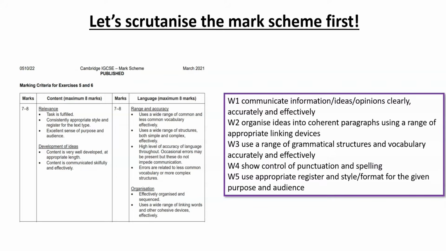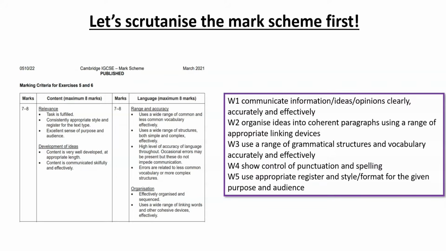Let's quickly look at the second strand, which is language, range and accuracy. So uses a wide range of common and less common vocabulary effectively, uses a wide range of structures, both simple and complex, effectively, high level of accuracy of language throughout. Occasional errors may be present, but these do not impede communication. Errors are related to less common vocabulary or more complex structures.